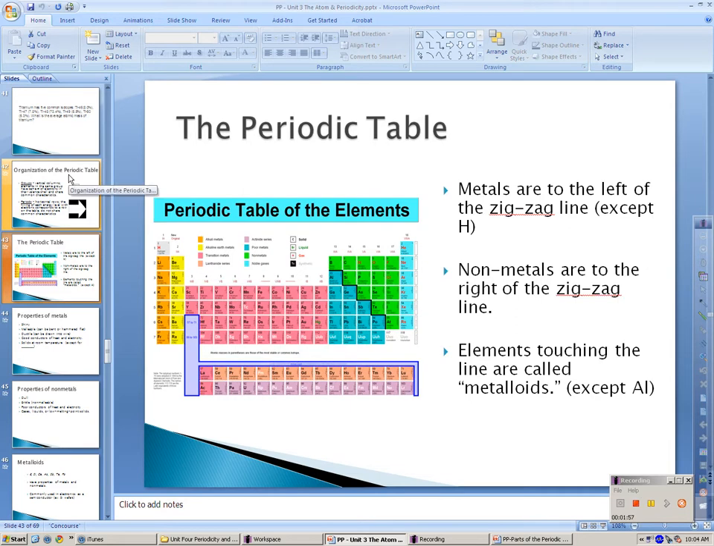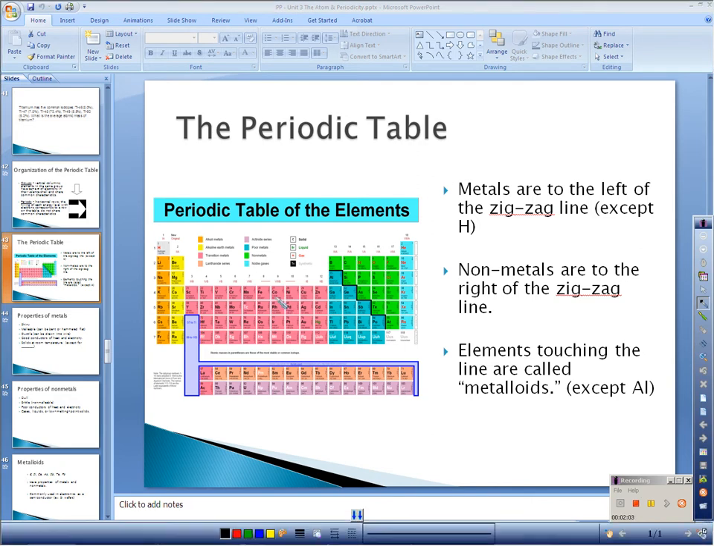Now, metals are to the left, so that's these guys over here, and non-metals are to the right. So these guys right here are my metals. These guys over here are my non-metals. And these guys touching, with the exception of aluminum, are my metalloids. They share similar characteristics of each.